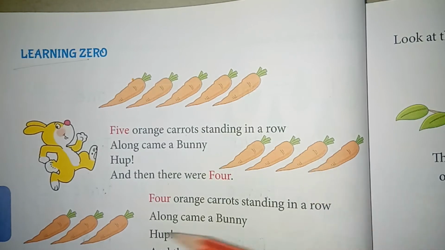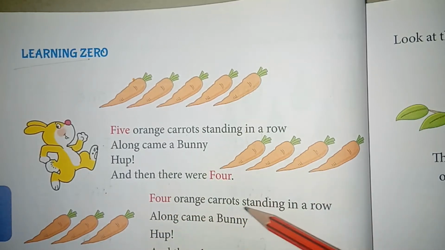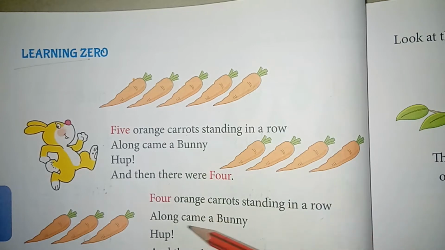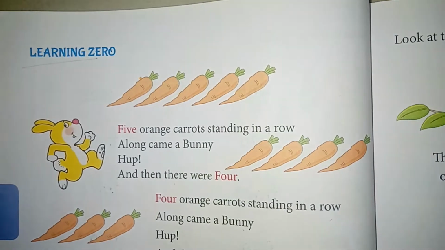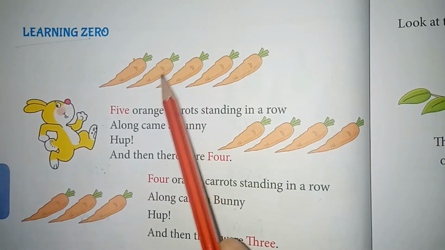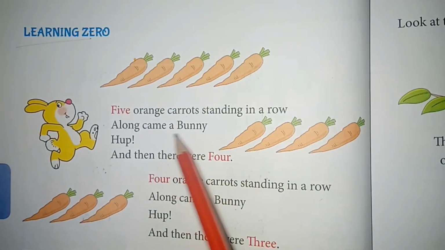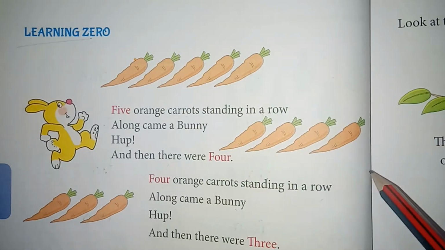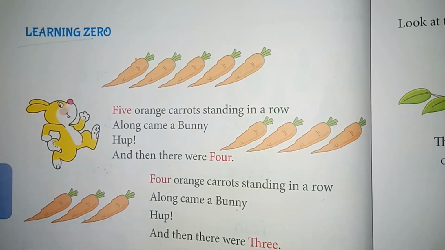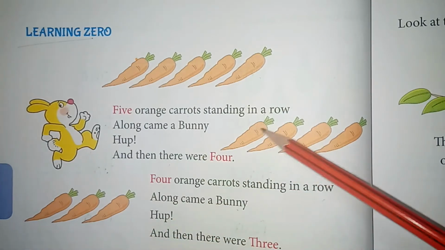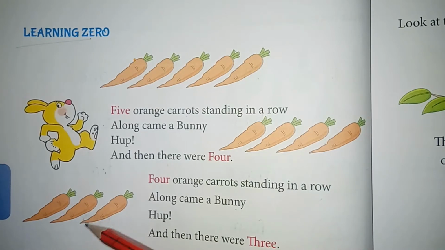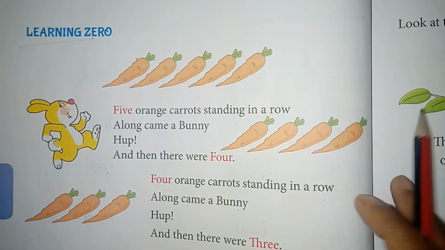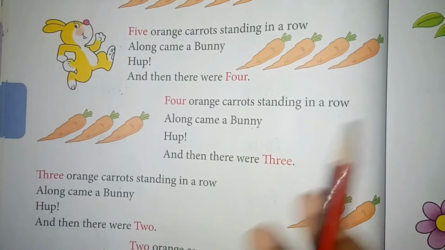1, 2, 3, 4. Yes, 4 orange carrots standing in a row. Along came a bunny, hop, and then there were 3. Dear student, do you understand? See, before there were 5, and after the bunny came, 4 remained. What about the 1? Where has it gone? Later, the same: before there were 4, the bunny came, and 3 were left. What about the 1? Now see.